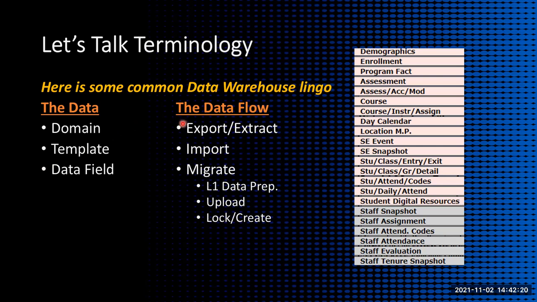Export or extract is used to refer to what you do to create a file containing specific data fields from your source system. Typically, source systems will build a file with the specific format required for import to Level 0 or the requested domain. For example, you might export demographics from your student management system, or you might export staff snapshot from your human resources system.